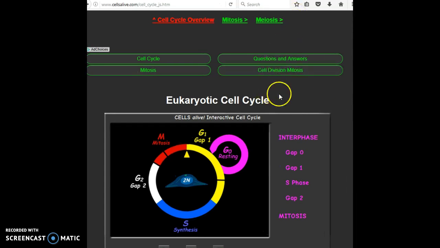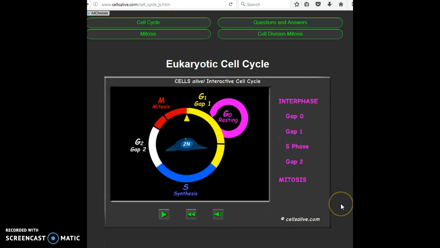So anyway, here's our eukaryotic cell cycle. Notice G1 is the yellow. That's the growth phase. S, DNA replication, is the blue. And then G2 is the white, or gap 2 phase. Those three make up interphase. And then you have mitosis: prophase, metaphase, anaphase, telophase, and you're done with mitosis. And then here's the G0 phase we were talking about in the last lecture. That's the phase where cells go to rest.